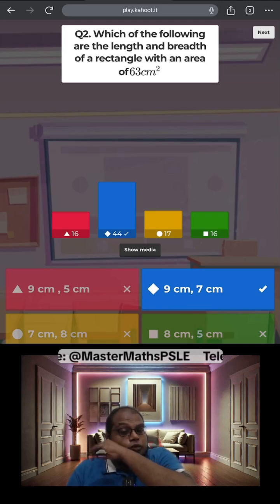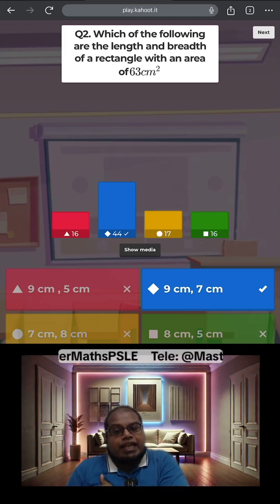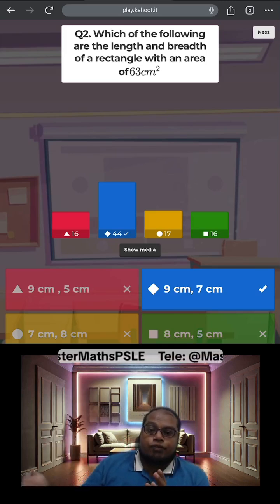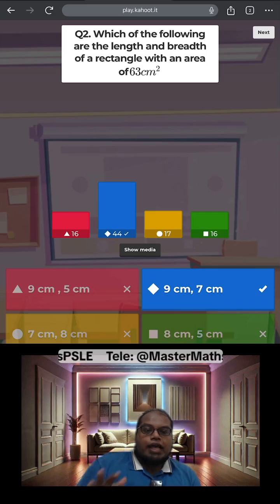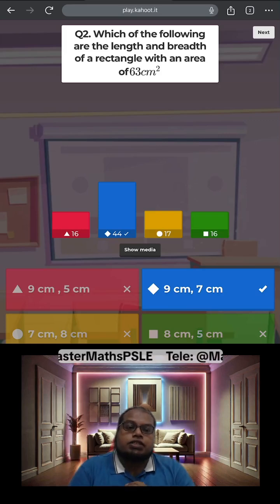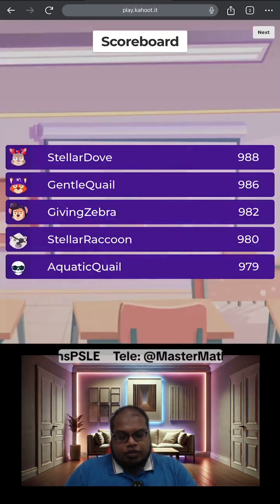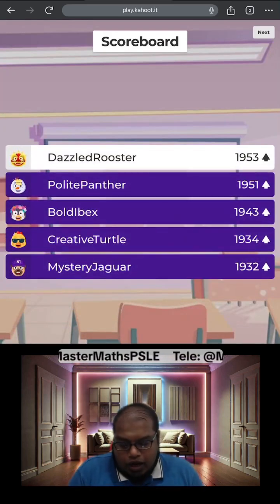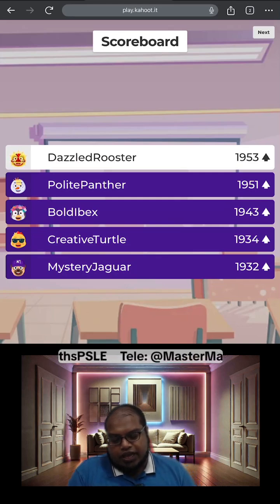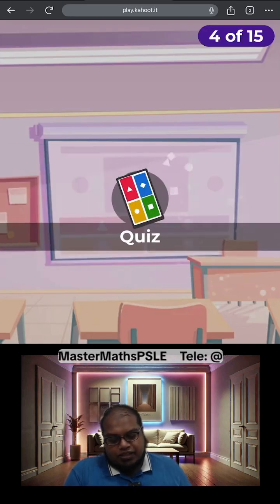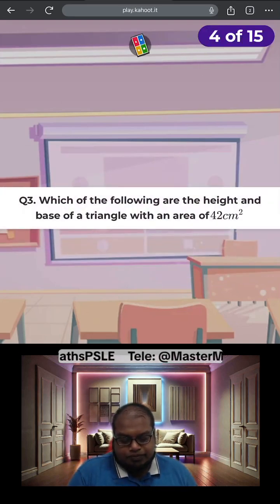Oh yeah, I forgot to mention for those who were not in yesterday's live, right? Basically, what I'm trying out is to follow the format of what you all had for the PSLE live, where we go through the solutions at the end. That's why you never see the solutions page. So stay on till the end and we'll go through the solutions together at the end. Alright, we got the desert rooster and the polite panther very close to each other. Let's see the next question.